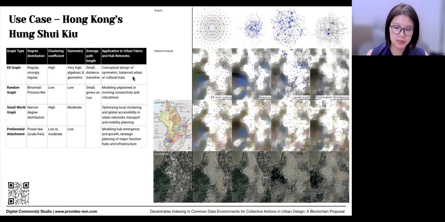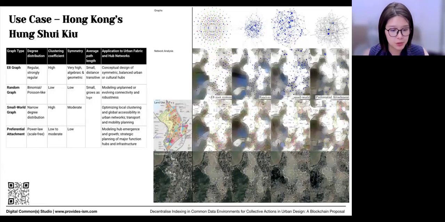They're symmetric, balancing different hubs or nodes in the system. Random graphs are good at modeling unplanned or evolving connectivity. Small graphs are good at optimizing local clusters, and preferential attachments can be used to understand emergence and growth within an urban fabric. And so by utilizing these different diversifiers according to the existing complexity of the fabric, this system can also be used as a datum of evaluation according to predefined project objectives.